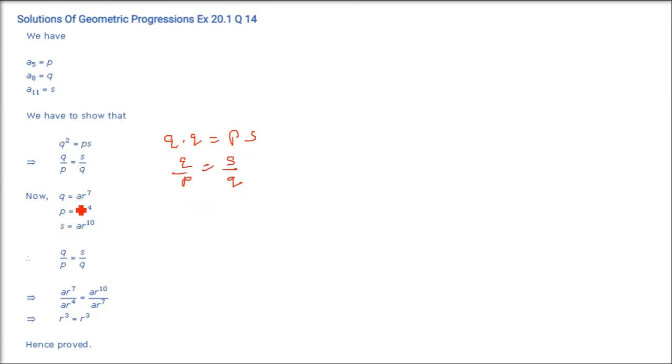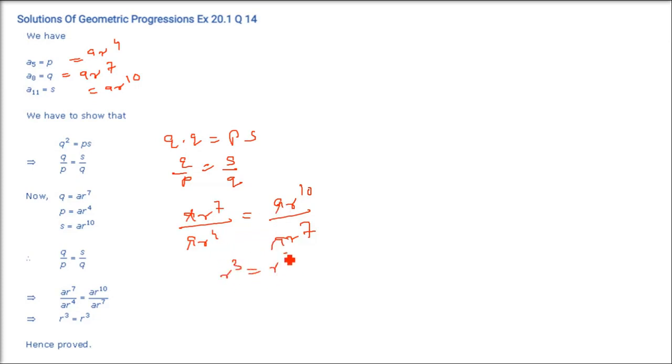Now you know that Q is AR7, P is AR4 and S is AR10. So just put them in here. You put Q as AR7, P as AR4 and S as AR10, and then you have AR to the power 7. Now you just cancel it out. R to the power 3 on the left hand side, R to the power 3 on the right hand side. This is proved. We needed to prove Q square equals PS and this is proved.